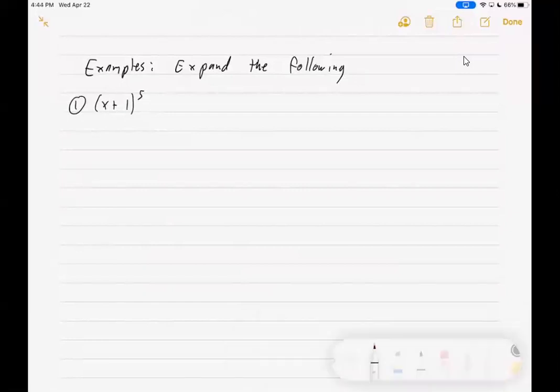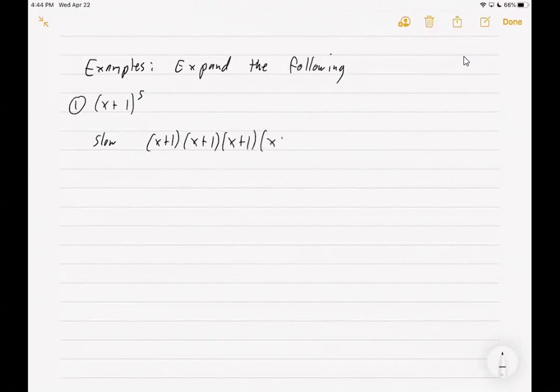The really, really slow way would be to take x plus 1 and write it out 5 times. This would be terribly slow. I would first multiply x plus 1 times x plus 1. Then I would take that answer and multiply by x plus 1 again and again and again. It would be very slow, and there's a pretty good chance that you would make a mistake somewhere in that process because it would be such a long process.